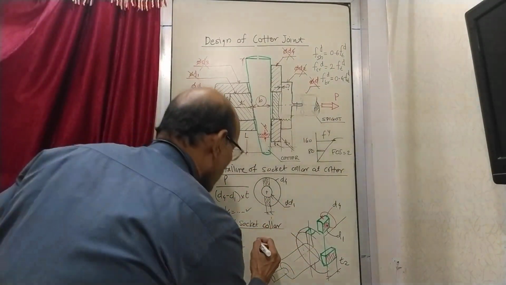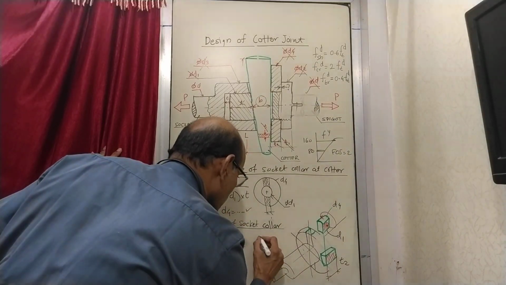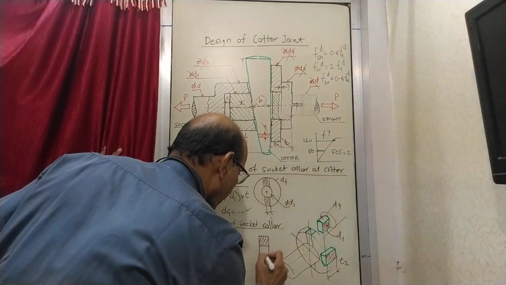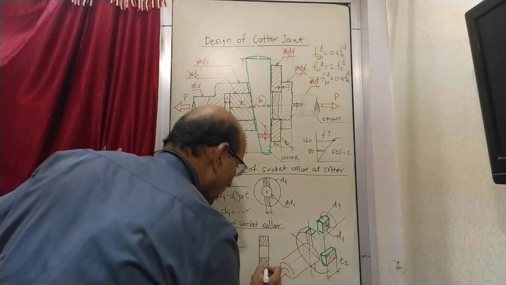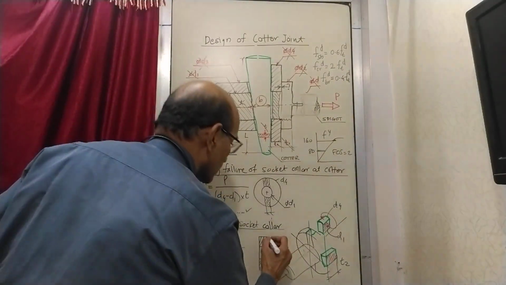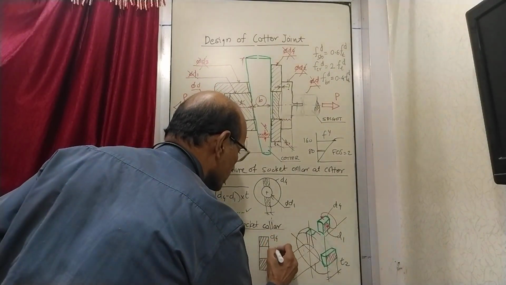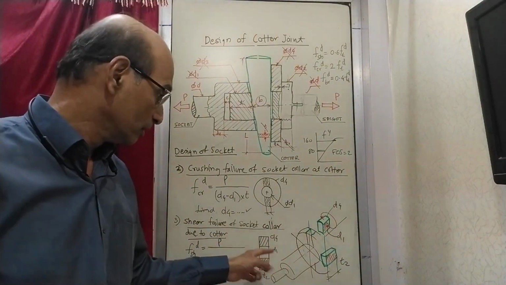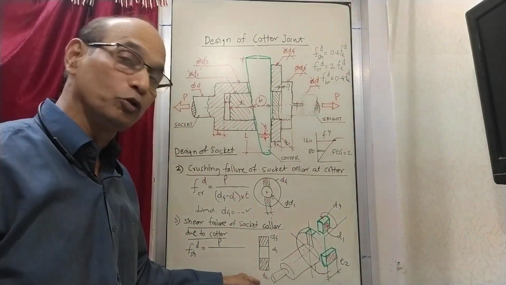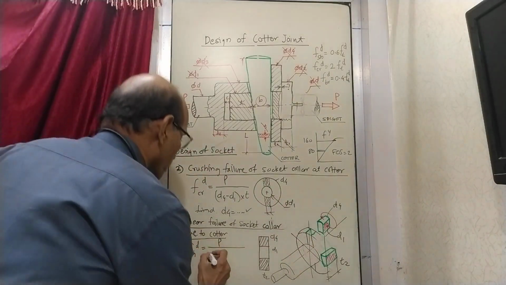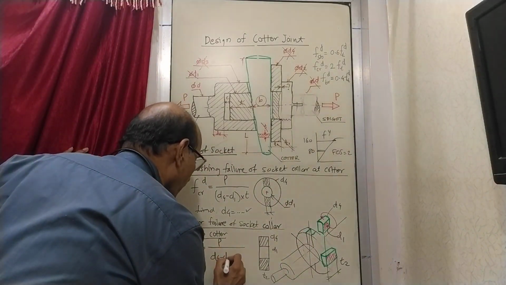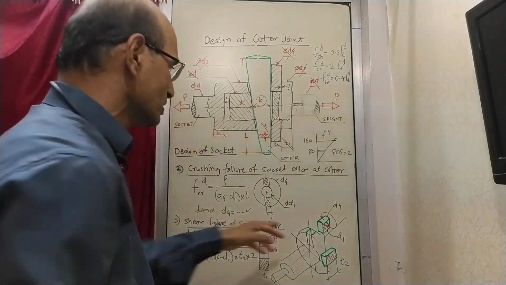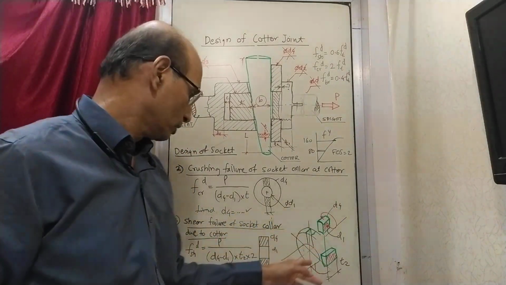So if I draw this sketch maybe here again as a simplified sketch, then it will look like this. I am just drawing a two-dimensional sketch of this. So this is D4, this is D1 and this is T2, and it is twice. So what will be the area here? The area will be (D4 minus D1) into T2 into 2, because it is also there on the back side. So this is the resisting area.